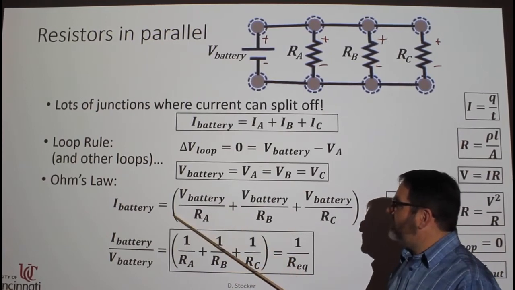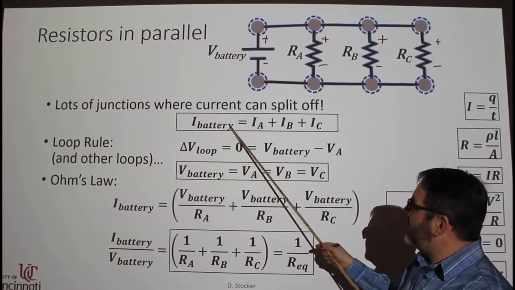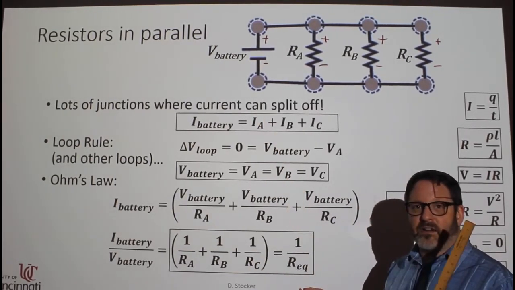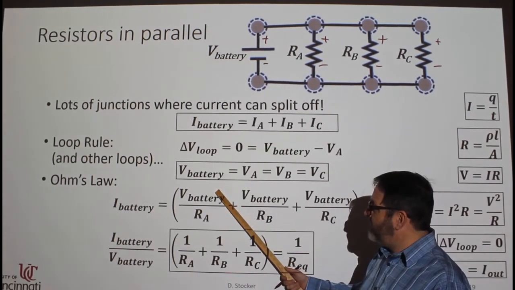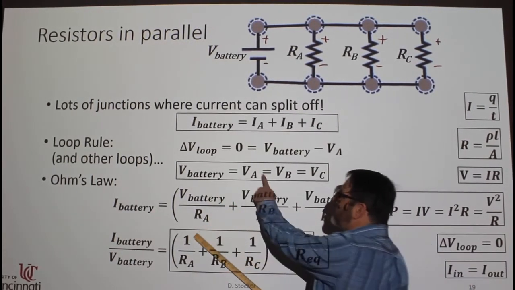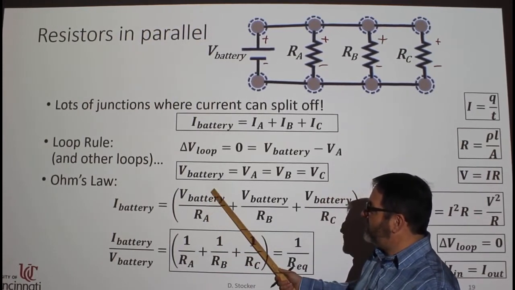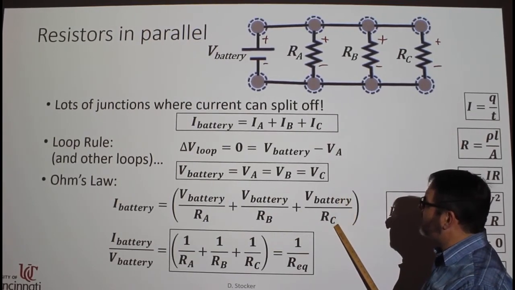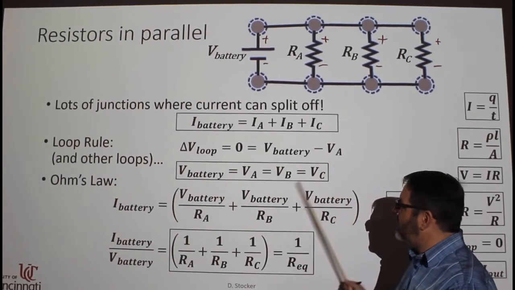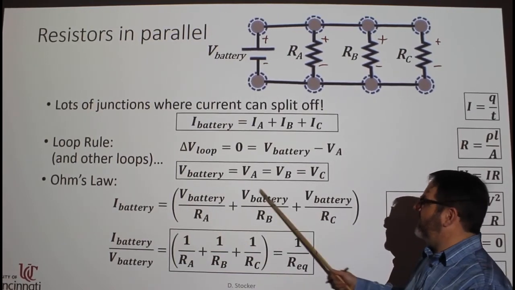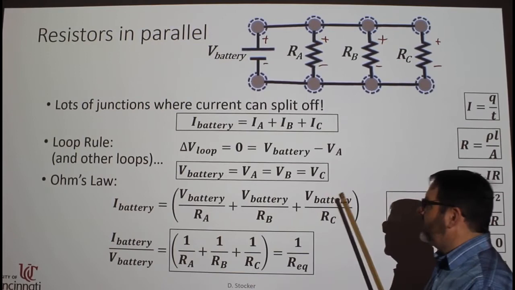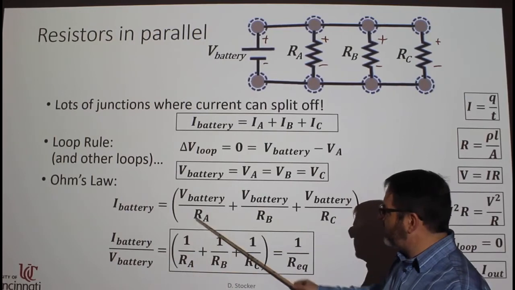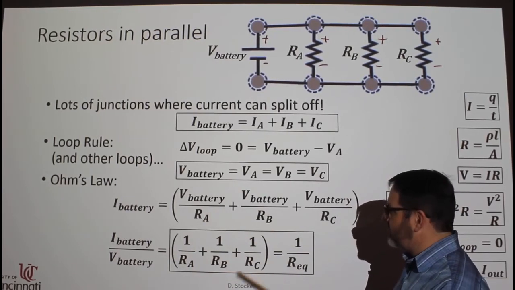Then I can do the same thing we did before using Ohm's law. I come back up here. I of the battery equals IA plus IB plus IC. V equals IR, so I equals V over R. So this is VA over RA plus VB over RB plus VC over RC, except I know that VA is the same as the battery. Since they're all equal, that's V battery over RA plus V battery over RB plus V battery over RC. Then if I divide both sides by V battery, I get I battery over V battery equals 1 over RA plus 1 over RB plus 1 over RC.